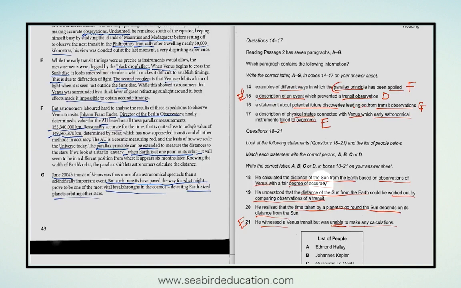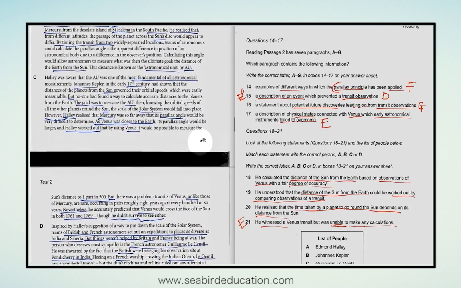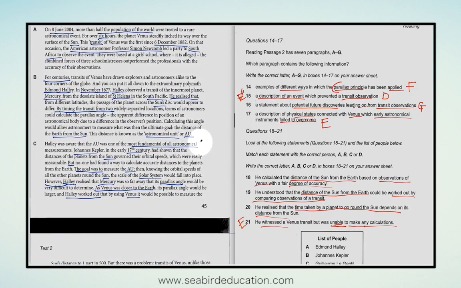Okay, he calculated the distance with a fair degree of accuracy. I think this is Halley. Distance of the Sun from the Earth using Venus. He realized that timing the transit, calculating this angle, allows you to measure the distance of the Earth from the Sun. Halley observed, so that's Halley. That's A.